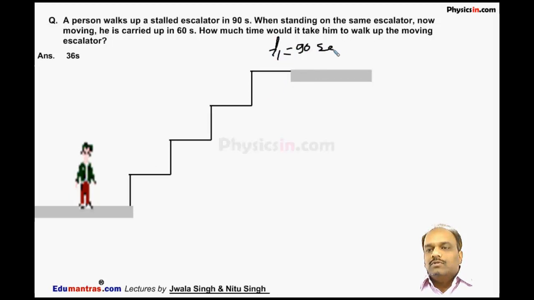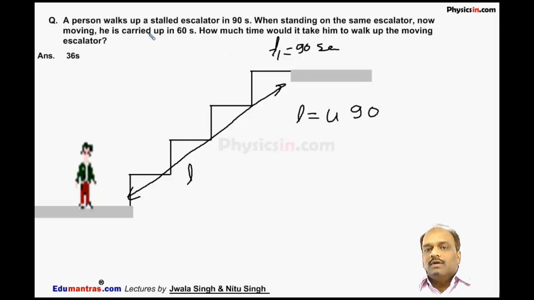When this person walks on this stair, he reaches in time t1, that is equal to 90 seconds. So let the speed of walking of this man be u and let the length of this be l. So we can say l is equal to u of man into time, that is 90. When standing on the escalator, now moving, he is carried up in 60 seconds. When he is standing on the escalator and the escalator is moving, then the time is 60 seconds. In the second case, he takes only 60 seconds to reach this point.